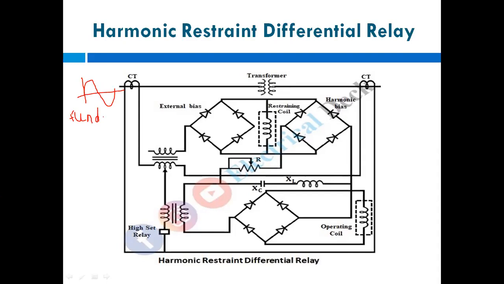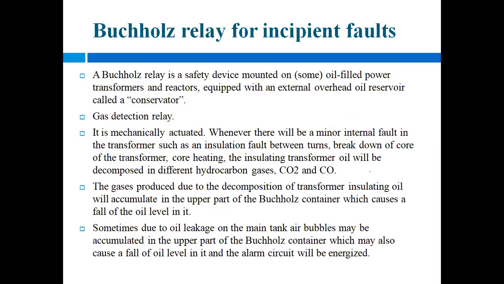Okay. But sometimes the harmonics are of higher order, meaning third, fifth, seventh order, etc. So for that purpose, we have to use this harmonic restraint differential relay. Here we are using the filter, that is XC and XL coils are connected here. By using this rectifier unit and these filters, we are removing all the harmonics. So that is the harmonic restraint differential relay.